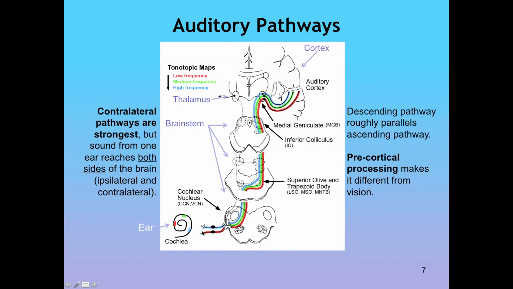And that tonotopic mapping travels and is processed here in the kind of brainstem regions and up here, and then finally it reaches the auditory cortex. So we have a lot of way stations where sound is being processed before we even get up to the brain.